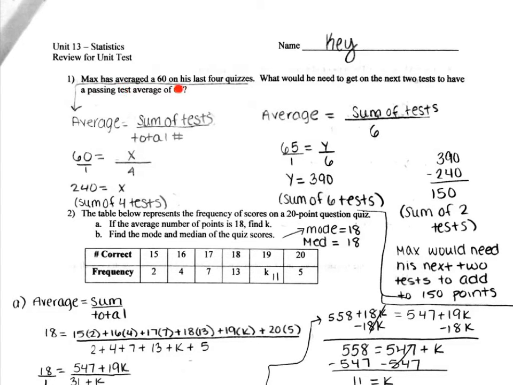Max has averaged a 60 on his last 4 quizzes. What would he need to get on the next 2 tests to have a passing test average of 65? Now I know it says tests and quizzes, but we're going to assume that they're the same thing. So I may not know the answer right away.